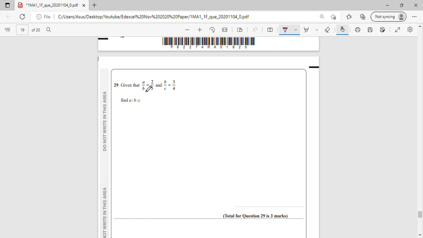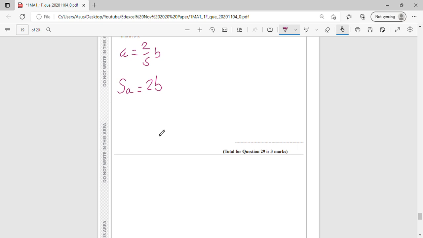Given that A over B equals 2 over 5 and B over C equals 3 over 4, find the ratio A to B to C. Okay, so let's do it like this. Let's multiply both sides by B. Let's do this one first. So A equals 2 over 5 B. Then let's multiply both sides by 5. We get 5A equals 2B.